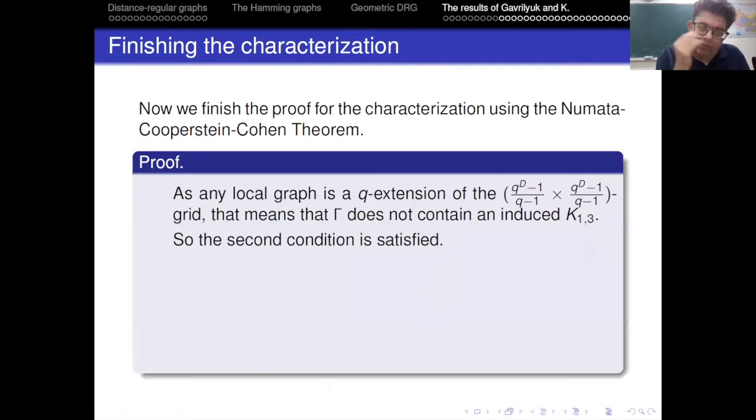Now we finish the proof for the characterization using the Neumaier-Kupferstein-Cohen theorem. So what do we need to do? Any local graph is a Q-clique extension of the (Q^D minus 1) over (Q minus 1) times (Q^D minus 1) over (Q minus 1) grid. That means that gamma does not contain an induced K_{1,3}. So this co-clique of order 3 can never have a common neighbor. So it is empty, and therefore it is a co-clique by definition. An empty set is always a co-clique. So the second condition is satisfied.